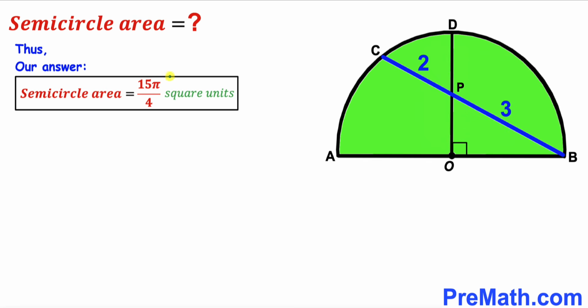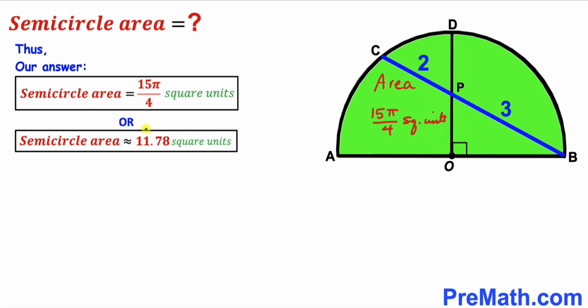So after all the calculations and manipulations, the area of this green shaded semicircle turns out to be 15 pi divided by 4 square units. In other words, it's approximately equal to 11.78 square units as well. And that's our final answer.